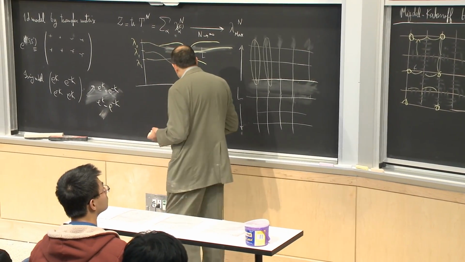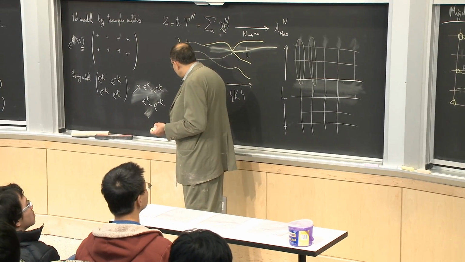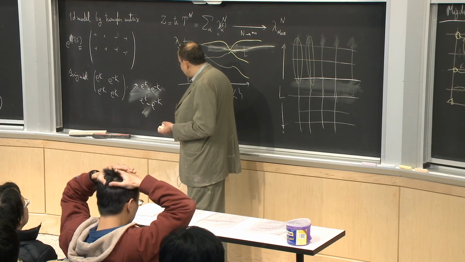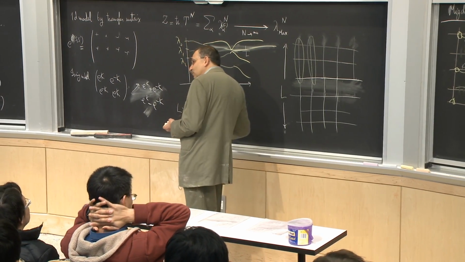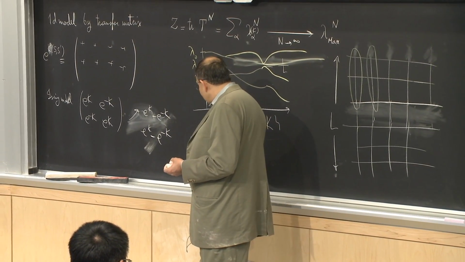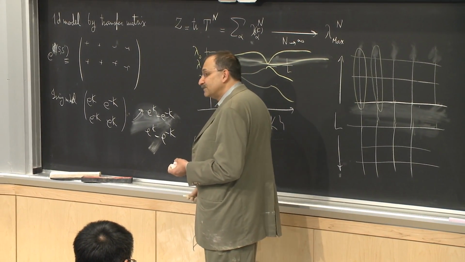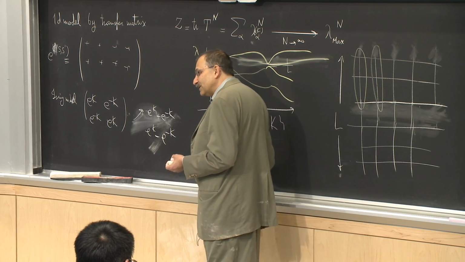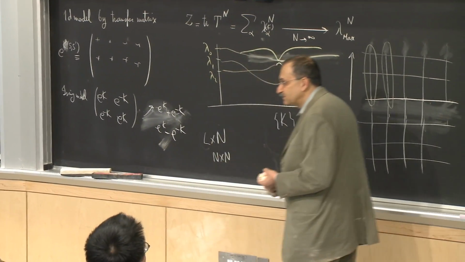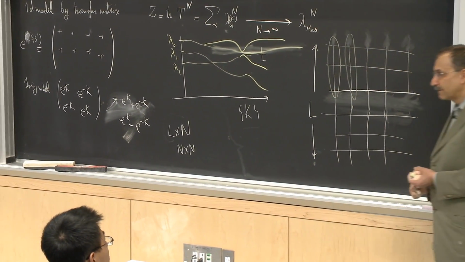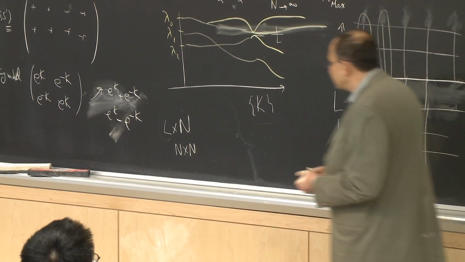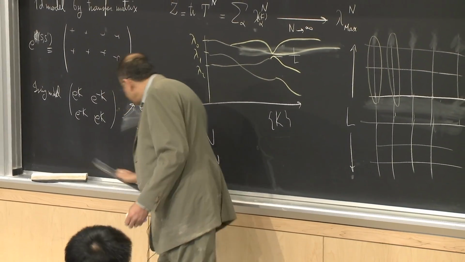So what I've shown you here is the following. If I have an L by N system in which you keep L finite and set N going to infinity, you won't see a singularity. But if I have an N by N system and I set N goes to infinity, I will encounter a singularity in the limit of N going to infinity.